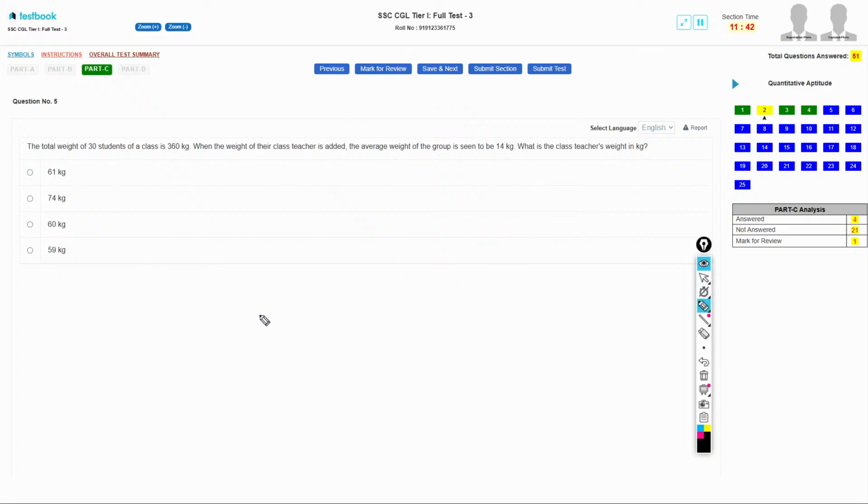The weight of 30 students in a class is 360. When the weight of the teacher is added, the average weight of the group is seen to be 14. Currently it is 12, but now it is 14. So it was 12 for sure, and increase the weight by 2 for 31. So 62. So total 74.